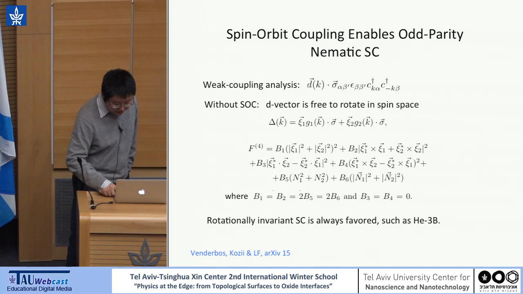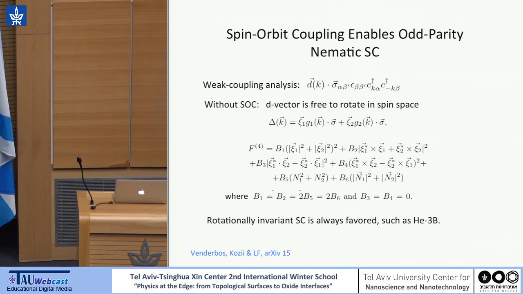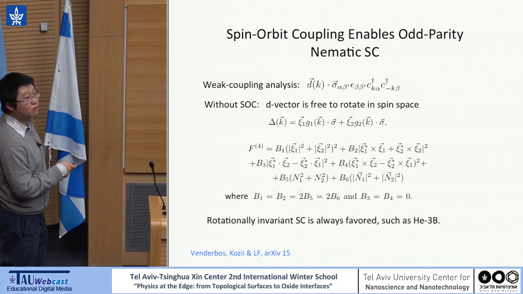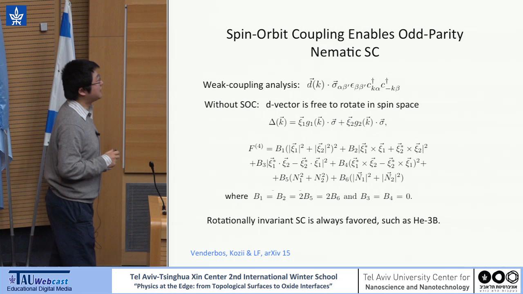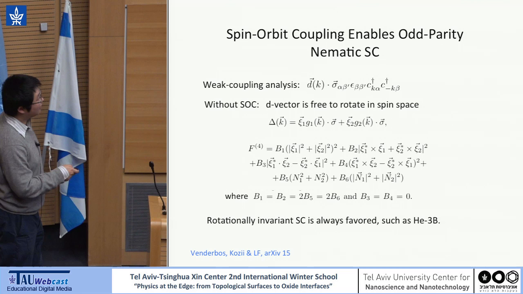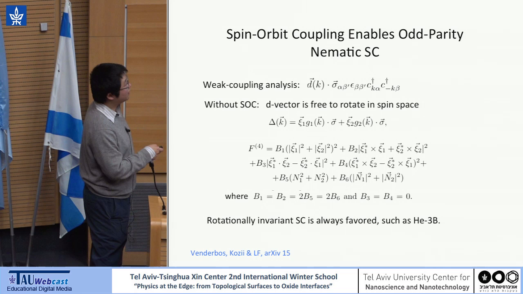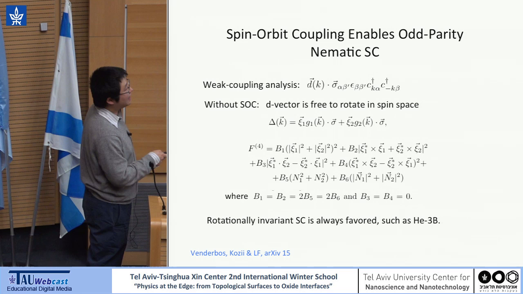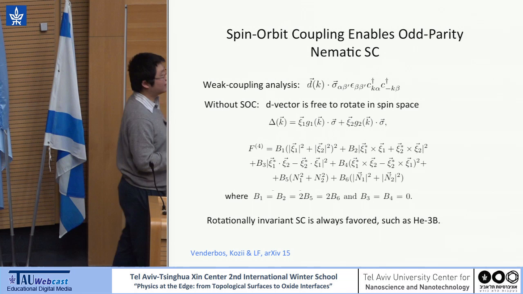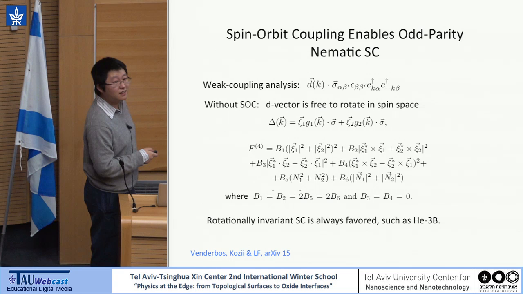And one can actually make a comparison. In the absence of spin-orbit interaction, the d vector is free to rotate in spin space. So the general form of the order parameter is given by this. The g1, g2 tells us the orbital part of the Cooper pair wave function. It's, you know, for example, px and py-like. Whereas in addition, there's a vector coefficient which specifies the orientation in spin space, c1, c2. And again, in Landau-Ginzburg theory, there's this complicated form of the free energy. But generically, with no spin-orbit interaction, the coefficients are interrelated to each other. And you see that the crucial terms here, the B5 and B6, are all positive. And in that case, this leads to a rotationally invariant state, such as the B phase. Okay? So without spin-orbit interaction, the nematic state is disfavored, okay? At least within the weak coupling theory.